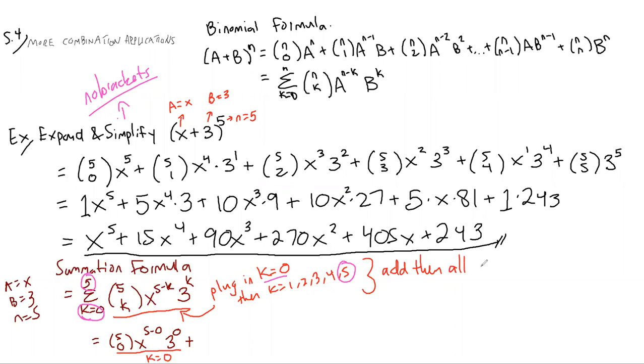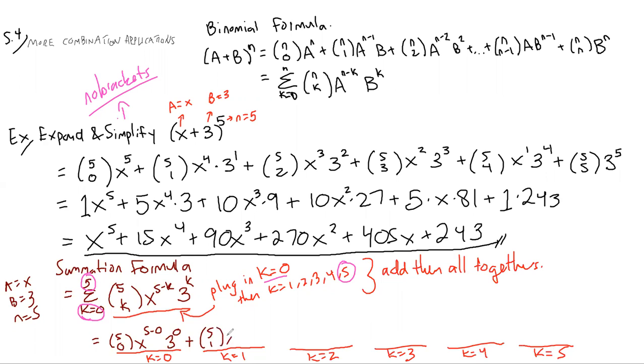That's why it's called summation. So it's used for a series of things being added together, specifically when there's a pattern. And so I'm going to plug all these things in. My next one will be k equals 1, k equals 2, k equals 3, k equals 4, all the way up to when I'm told to stop, k equals 5. And so the next one's going to be, let's say 5 choose 1, x to the 5 minus 1, 3 to the 1. We put a plus between them all.